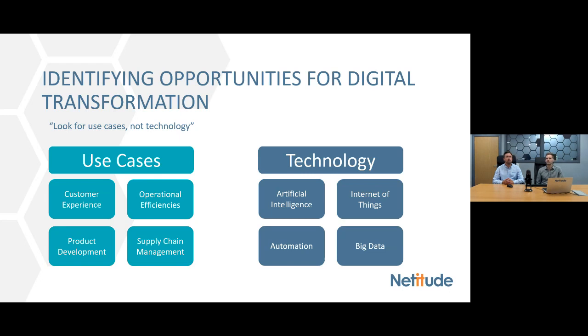So this is where IT can brief the management team, and we're going to help them look for use cases, not technology. If you're looking at introducing AI or Internet of Things, maybe you're not looking in the right areas. What you do want to look at is how can you improve customer experience? How can you improve efficiencies? Can product development be better, faster? And can you manage your supply chain faster?